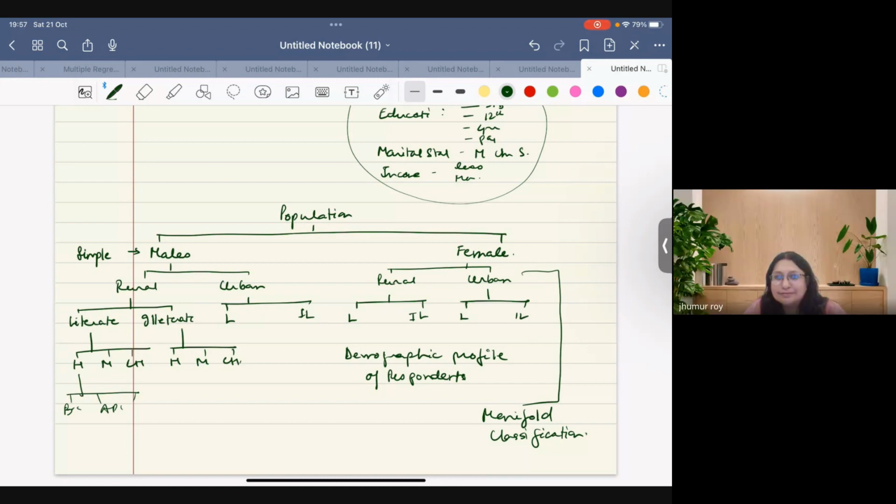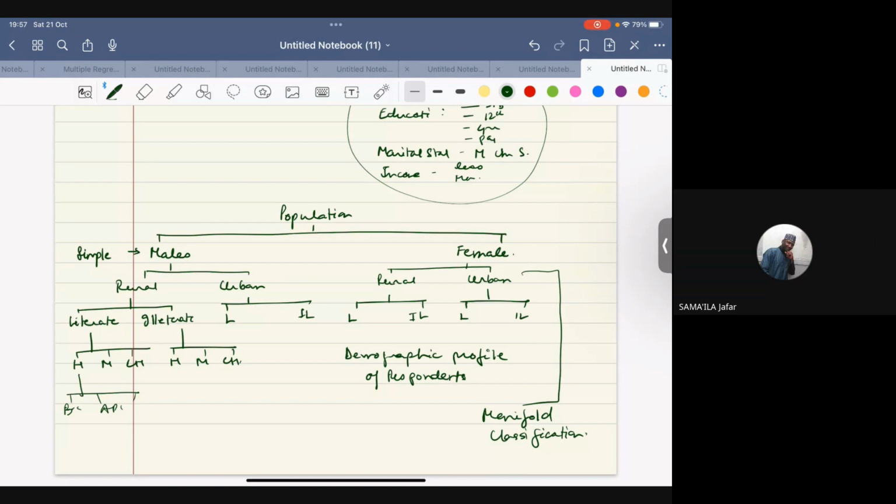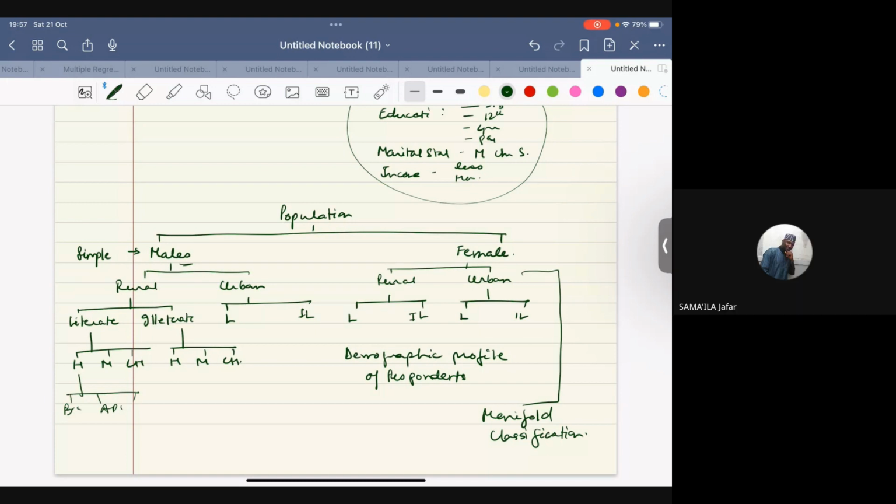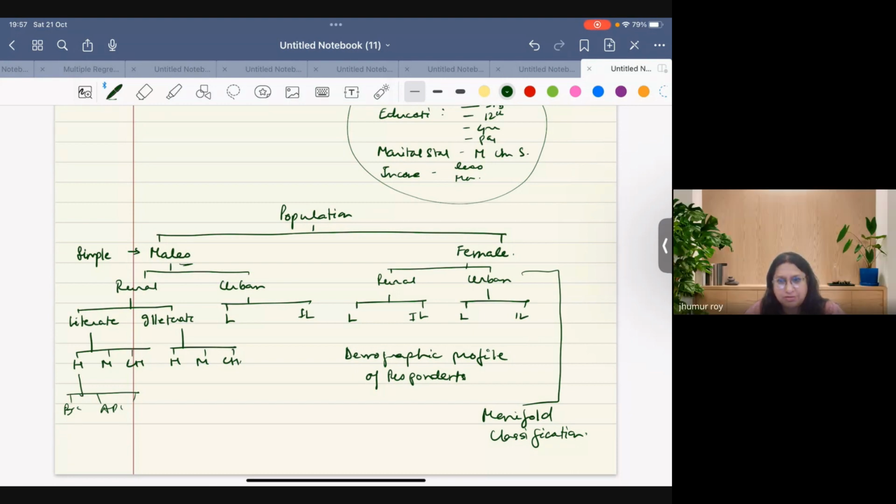No, see, these are just classifications. So you might want to know how many of these males that you have taken information from. For example, you have gone and collected data from some 300 people. Out of these 300 people, you want to know how many people stay below the poverty line and how many people stay above the poverty line.